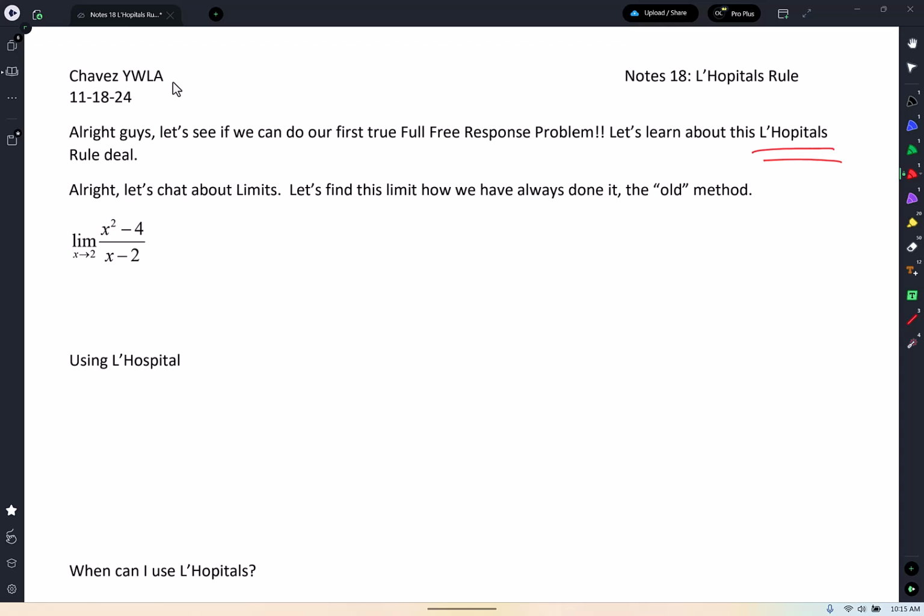So it says, remember how we used to do these limits? The first thing we would say is, can you do direct substitution? No, because you get a zero in the denominator. So then what would you say? Well, you can factor the numerator, because that's the difference of squares.